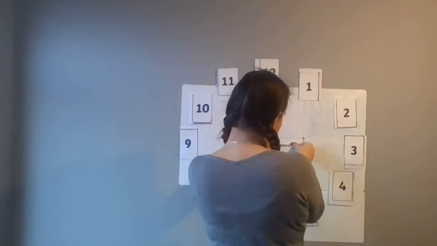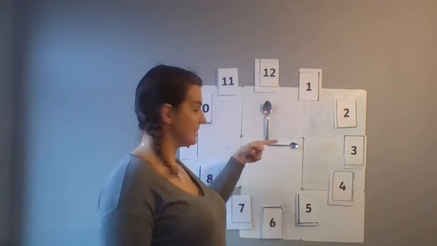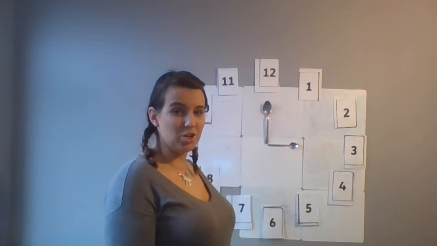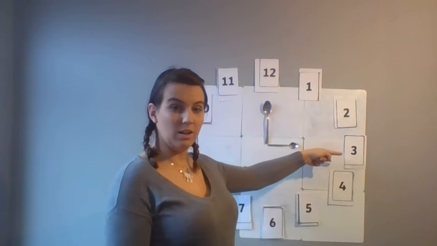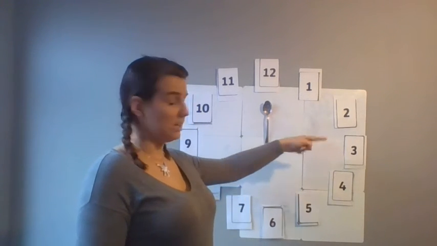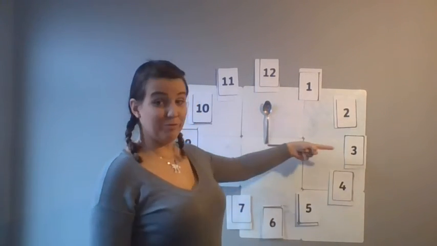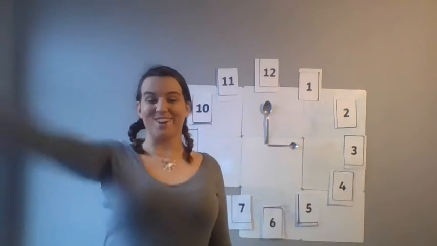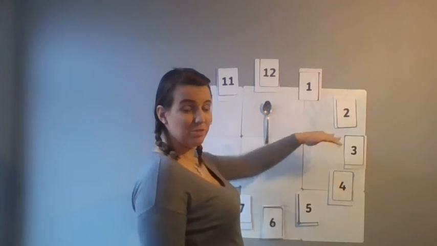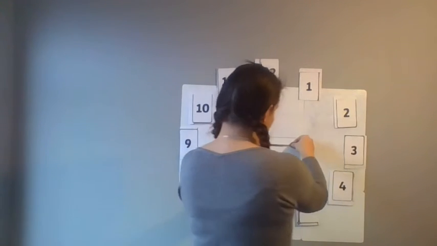So, if I move our little hand round like this, where is our little hand pointing now? Let's have a look. What number is it pointing to? 3. Well done. So the little hand is pointing to 3 and the big hand is still pointing to 12. So it must be 3 o'clock. Well done. When the big hand is pointing to 12 and the little hand is pointing to 3, it's 3 o'clock. Well done.